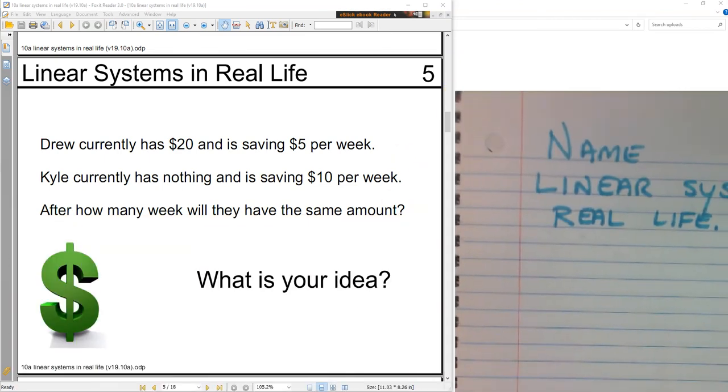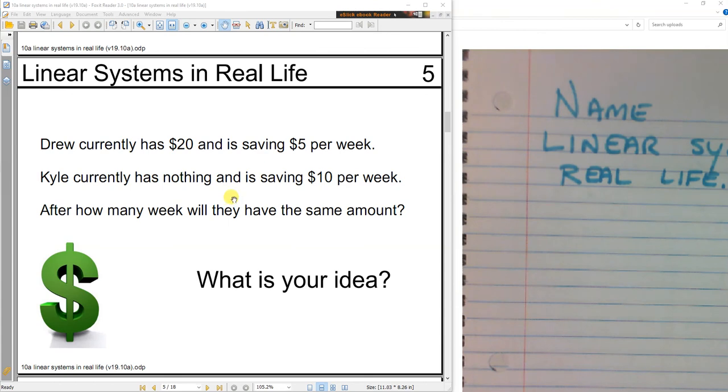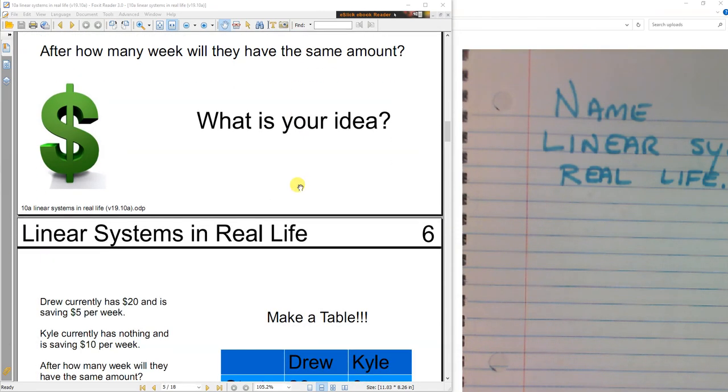So here's our first type of problem. Drew currently has $20 and is saving $5 per week. Kyle has nothing and is saving $10 per week. When will they match up? When will they have the same amount? And what's your idea? My idea is we're going to make a table.